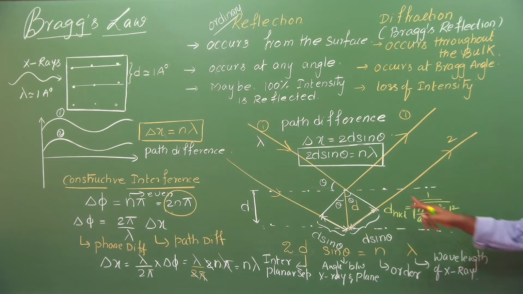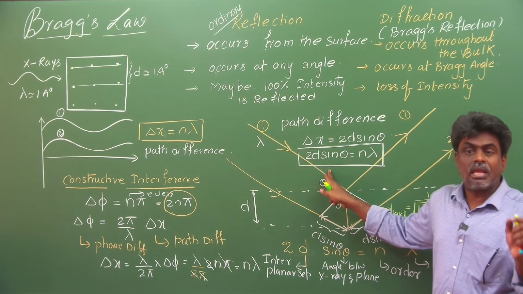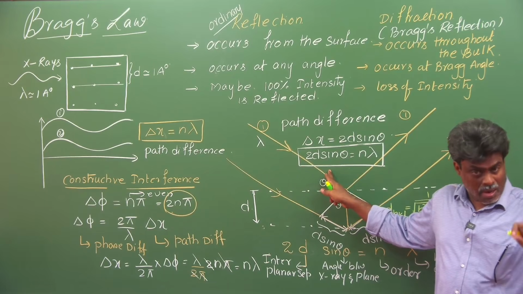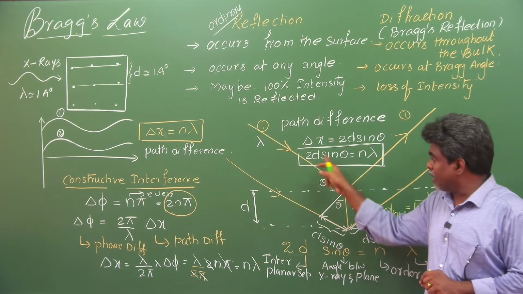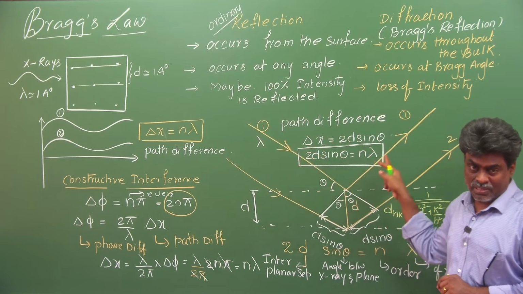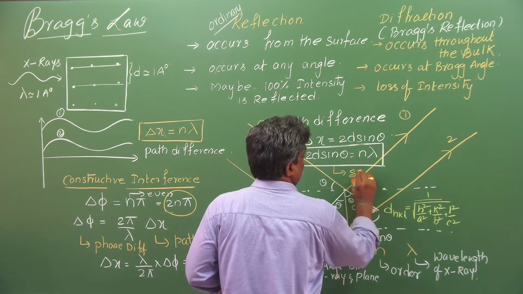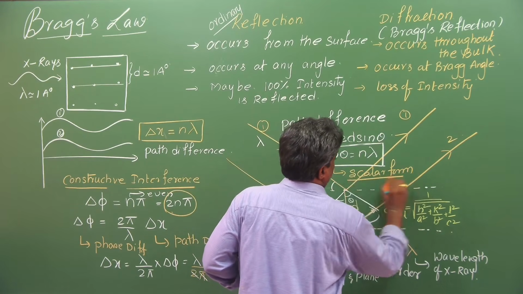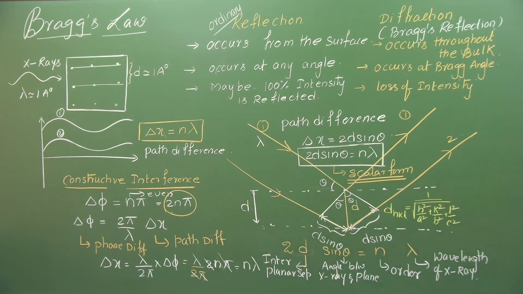Anybody knows what this form is called? There is one name for this, scalar form. What is the scalar form of Bragg's law? You have to say this, 2d sin theta equal to n lambda. Everything is a scalar. That's why this is called a scalar form. If you forgot, just write down: scalar form of Bragg's law. Every quantity is a scalar. That's why it is a scalar form. 2d sin theta equal to n lambda.